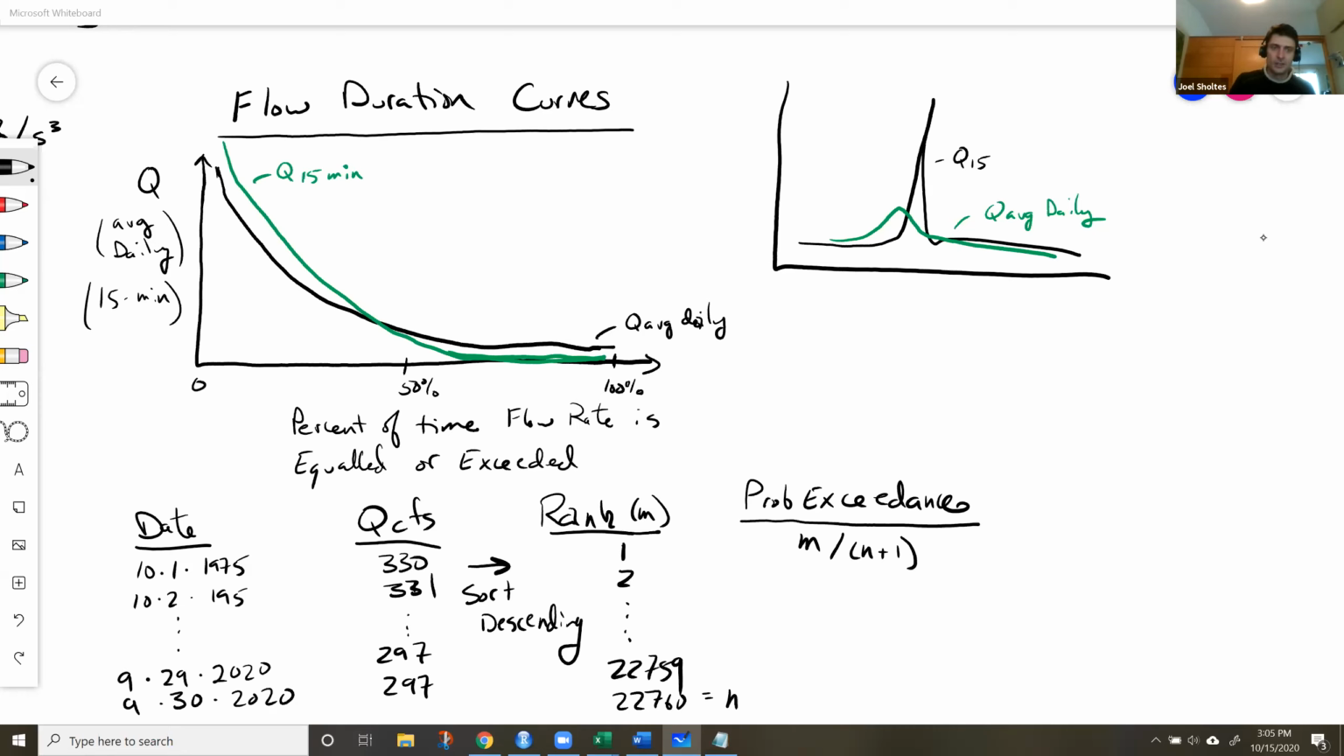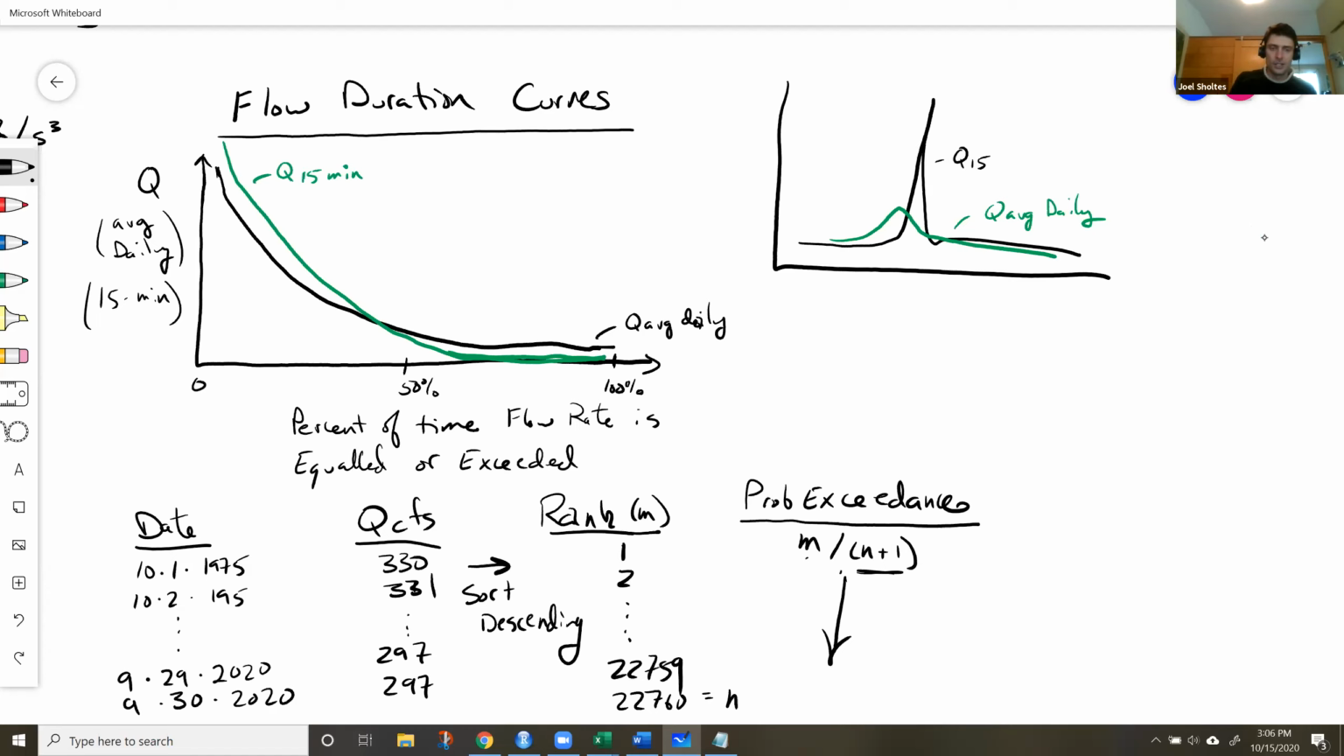Probability of exceedance is also known as the percent of time the flow rate is equaled or exceeded, right? You can convert from probability to time by multiplying. For example, if this is a flow duration curve and we want to know how many days in a year, you multiply the probability by the number of days in a year, or 365. So you just do this formula, and rank changes as you go down, and then you end up with this.